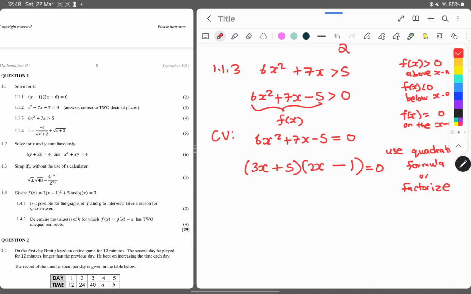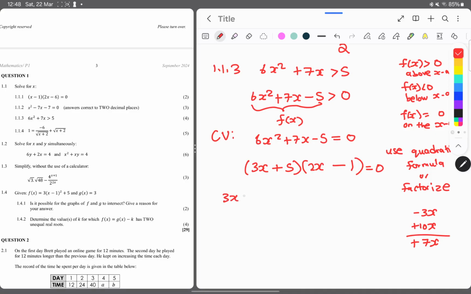3x multiplied by 2x is 6x squared. 3x multiplied by minus 1, I get minus 3x. And then 5 multiplied by 2x, I get positive 10x. When you add this together, you get a positive 7x, which is the middle term. So therefore, this has been factorized.